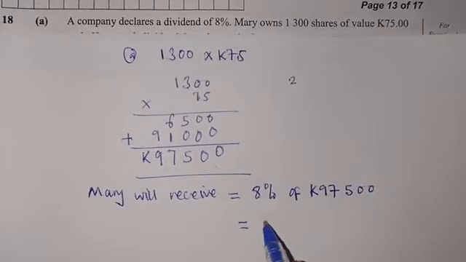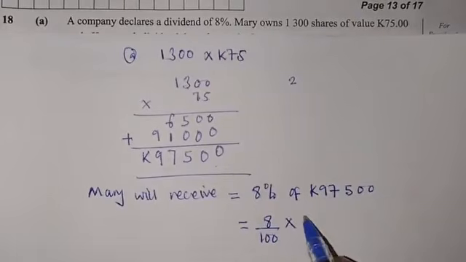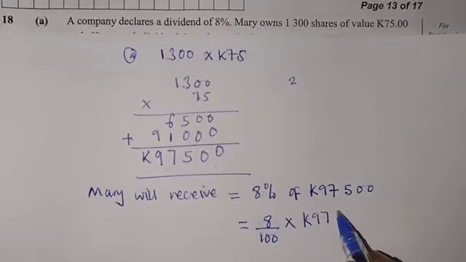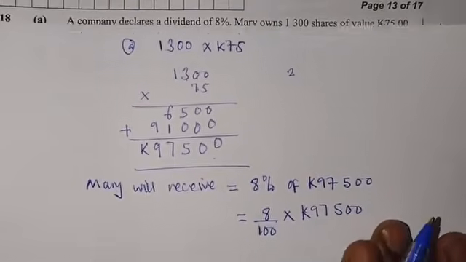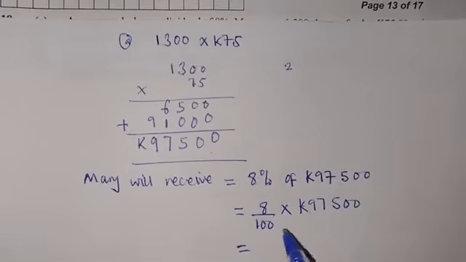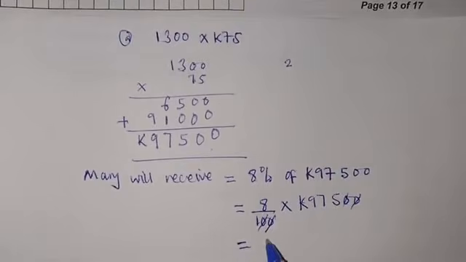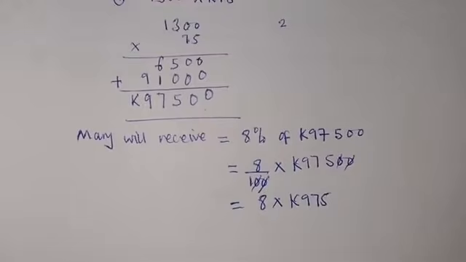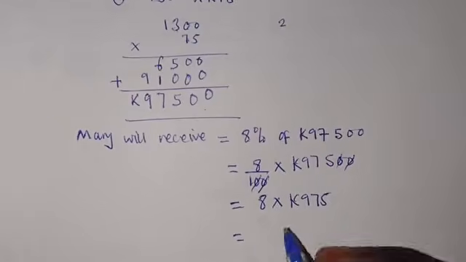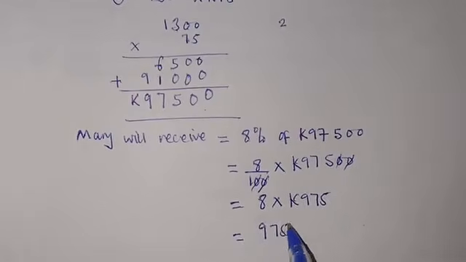So from here, 8%, we can write it as a fraction, which will be 8 over 100 times 97,500. So from here, we can cancel these zeros. So we are just remaining with 8 times 975. That is what you are remaining with. So here is just a matter of multiplying as well. So we'll say 975 kwacha times 8.